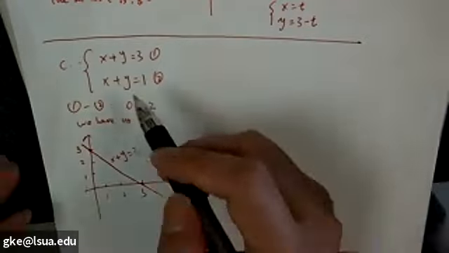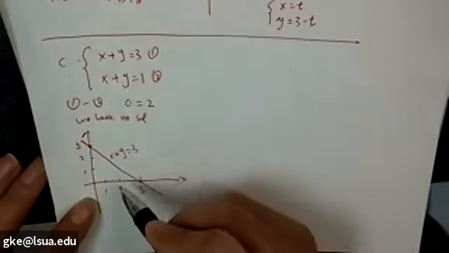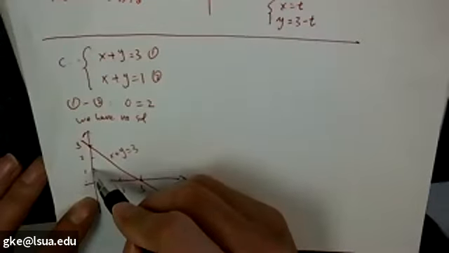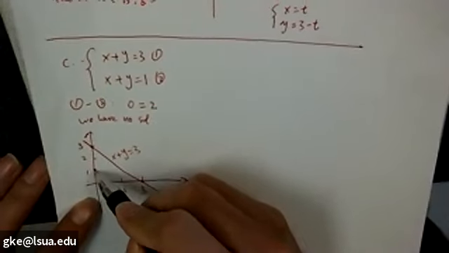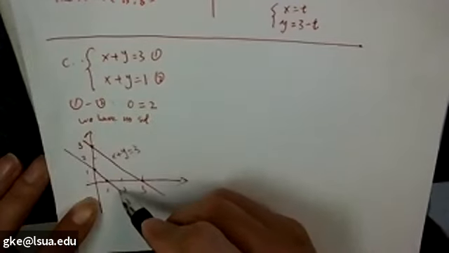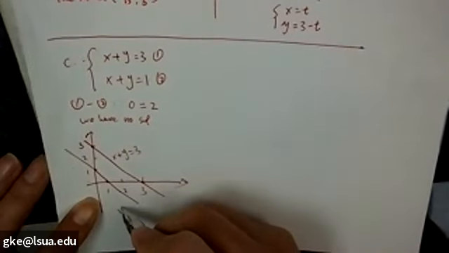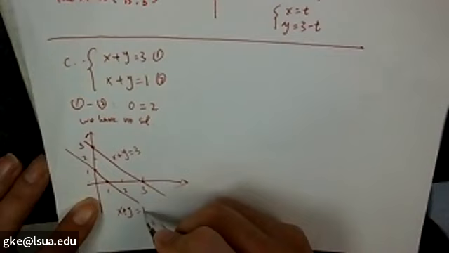For the second line, x plus y equals 1. So it's here. It should be x plus y equals 1.